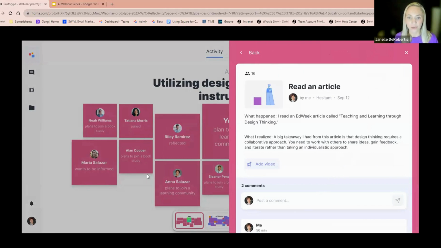So that is a quick overview of reflectivity, so you can see how you're able to really structure that reflective practice and learn within a community to be able to adapt to those different skills.